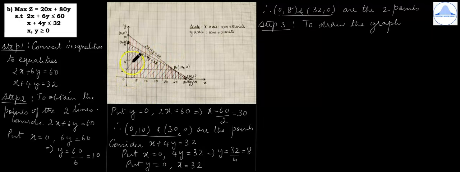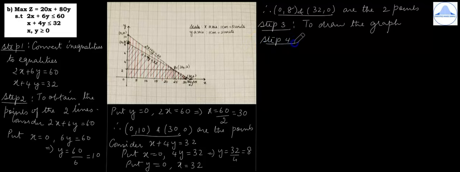Then take the next 2 points, 0, 8. So this is 0 and this is 8. So mark 0, 8 and then on the x-axis find out 32 and mark 32, 0. So join 0, 8 and 32, 0 by a straight line, and on that line you write x plus 4y is equal to 32.